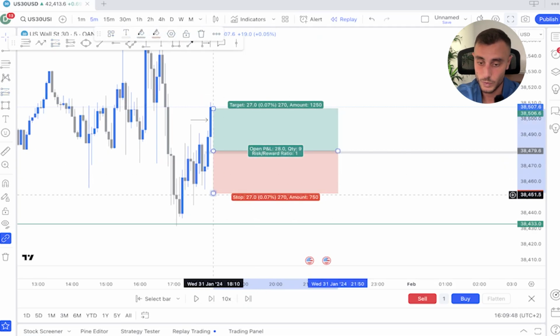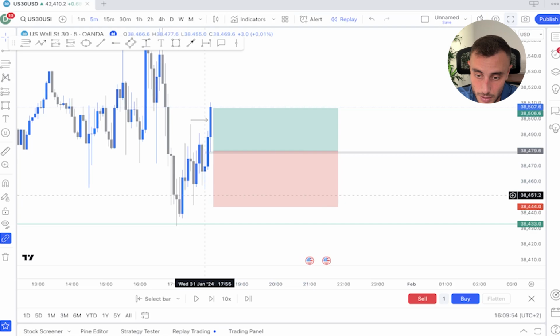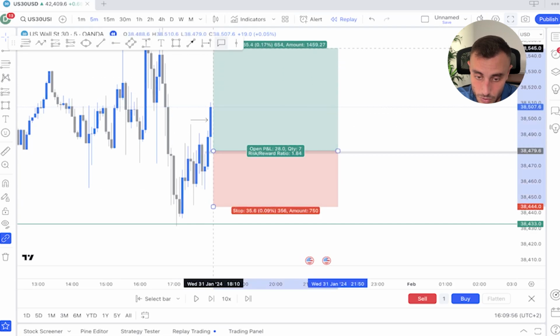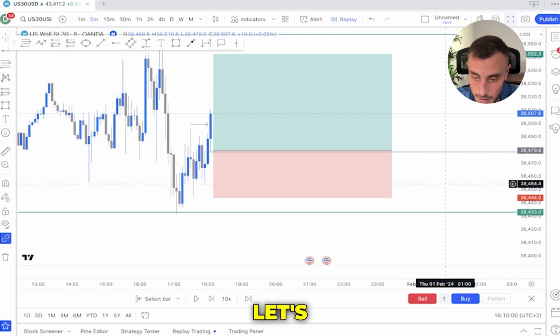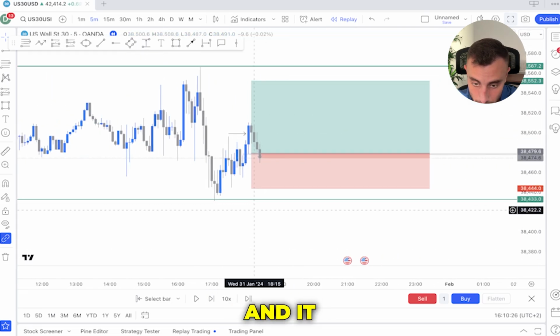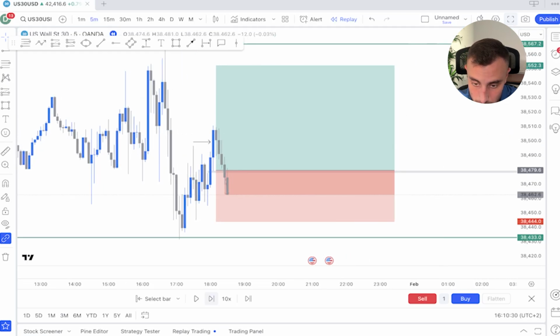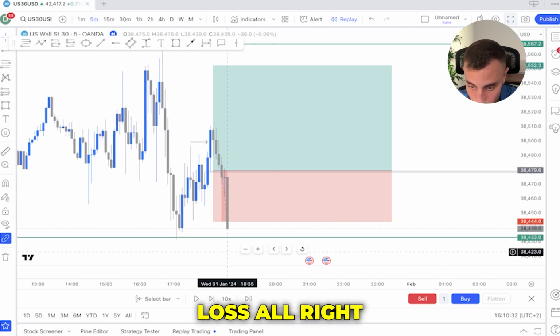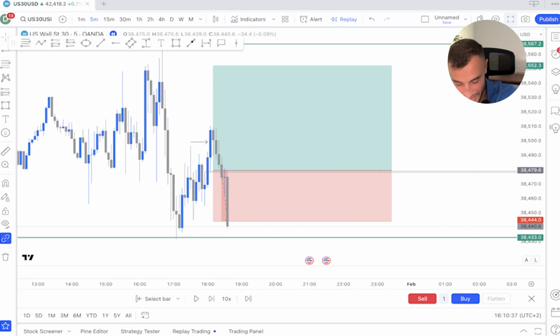And now the stop loss. Where would be the stop loss? The stop loss, I would personally place it here. Then take profit right here. Okay, let's see. Let's see if we have a setup, and it triggered right here. Okay, let's see. Let's play it. Oh, it was a stop loss. All right, so we have a loss as well. We have a loss in this backtest as well.